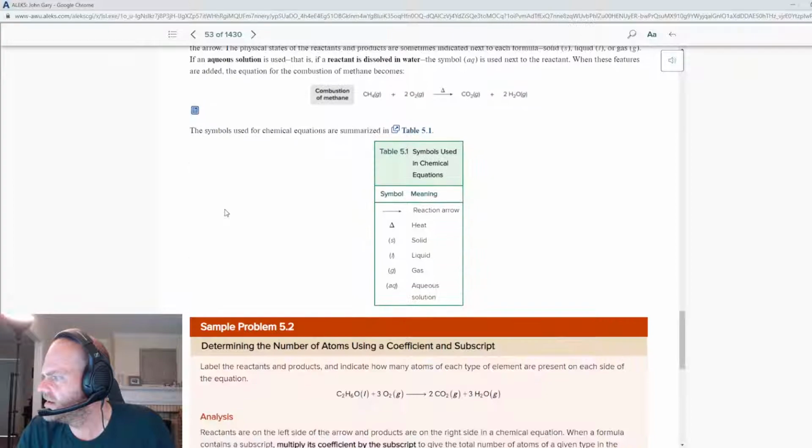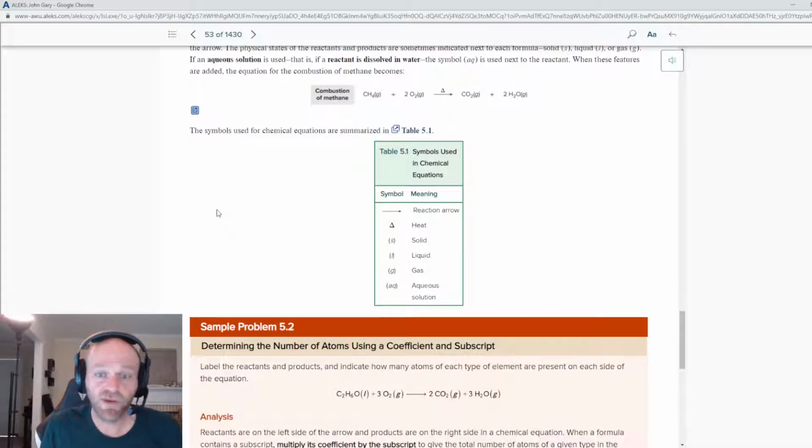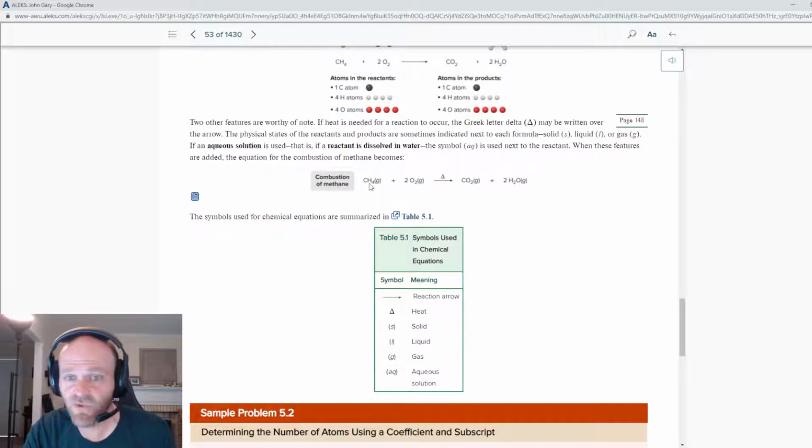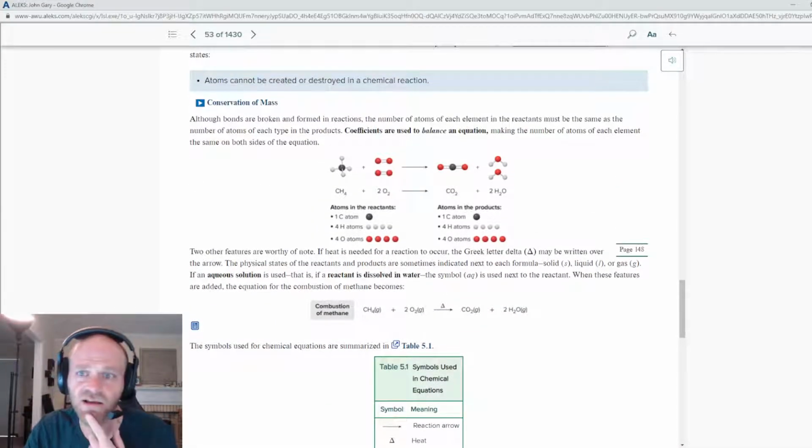All right. Oh yeah, the symbols. So remember we talked about physical states, physical changes being between liquid, solid, gas, whatever. We like to indicate those in chemical equations. So usually, like here, we'll see the CH4 with a G behind it. That means it is a gas. The O2 with the G behind it is a gas. Let me find something that's not a gas. This is a good example here. The S is for solid.